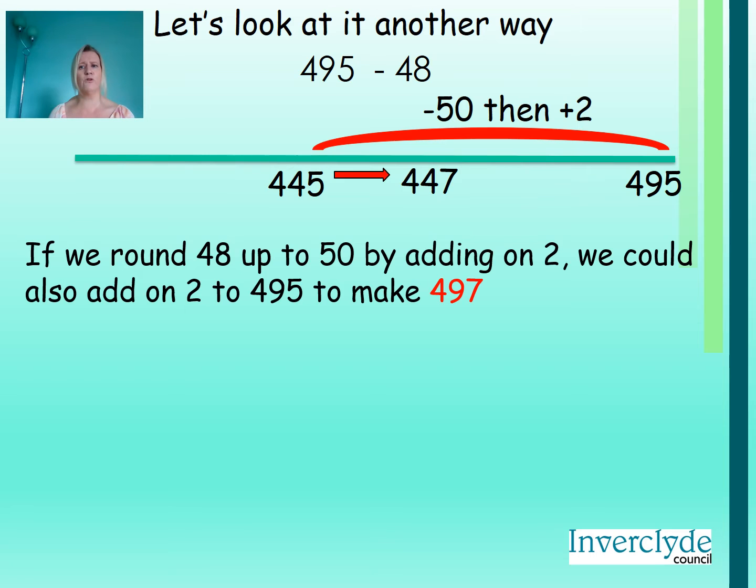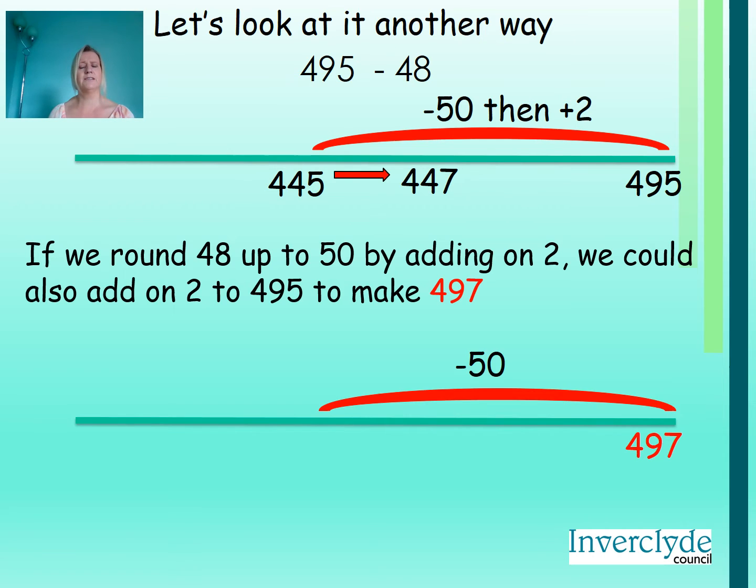So instead of having 495 take away 50, we could have 497 take away 50, and that would make sure we got to the answer 447. We wouldn't have anything left to pay back at the end. 495 take away 48 works out exactly the same as 497 take away 50. We call this a constant difference. Maybe you could try that way.